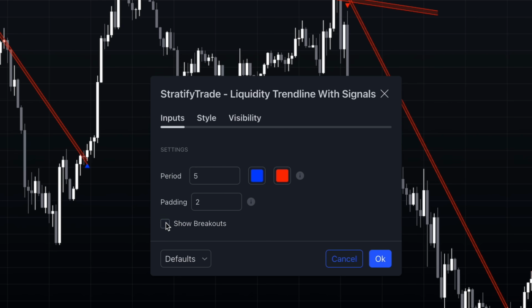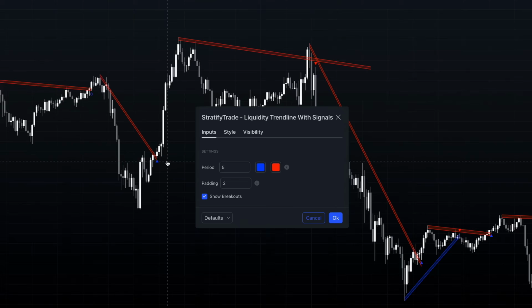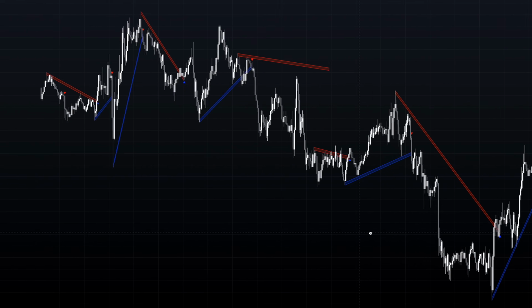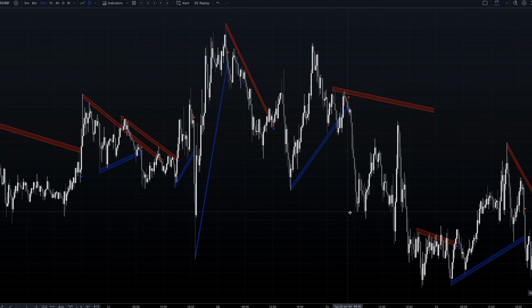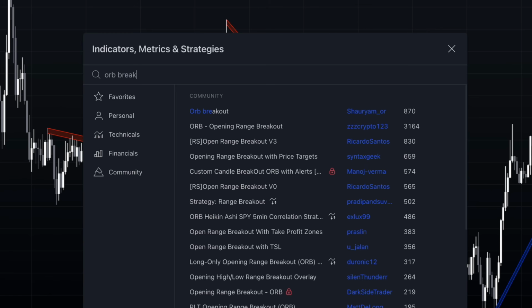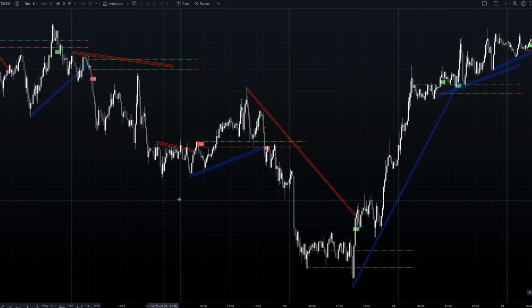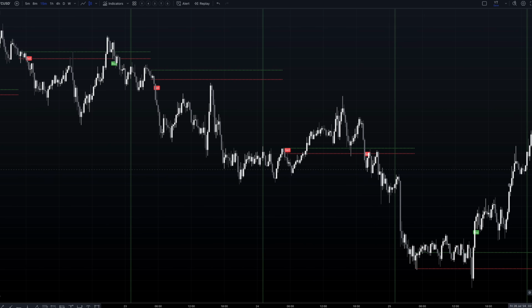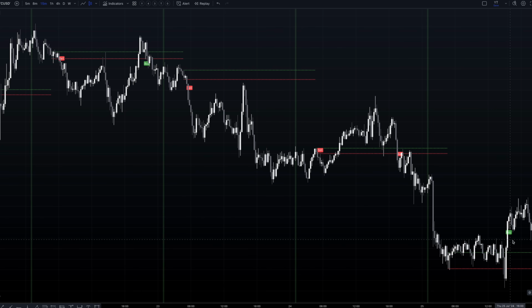You can also choose to display the breakout signals by ticking this box. There's not much else to say. The indicator works really well, and kudos to the author for creating it. Next, we'll add the ORB breakout indicator by Shortamore. We recently reviewed the ORB concept in detail, and if you want to learn more about it, I'll include a link in the description for you to check out.